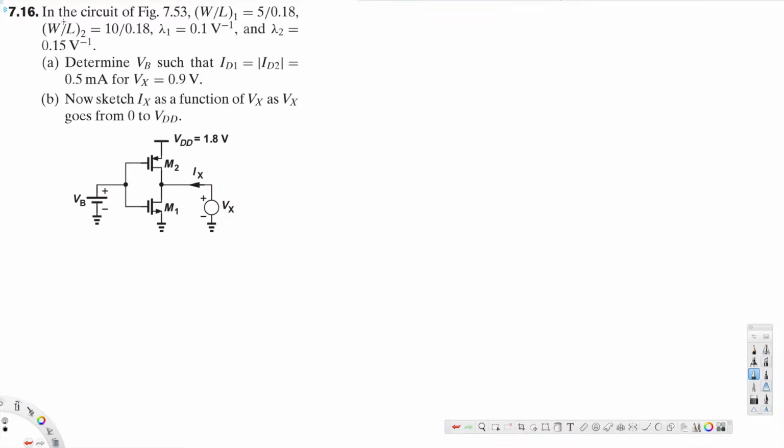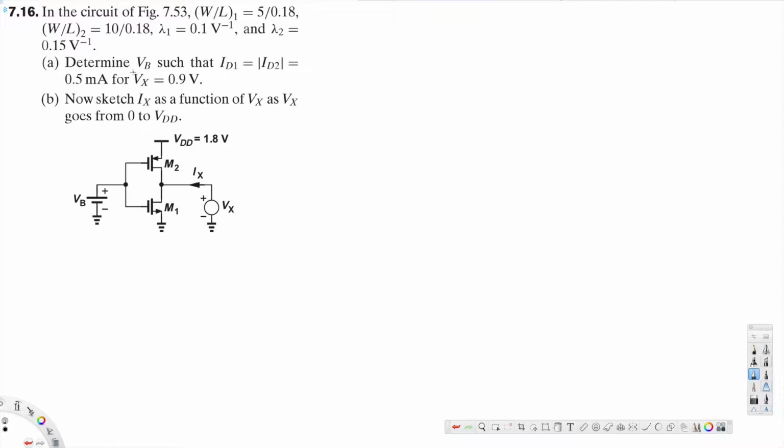Here's the question. It's asking, in the circuit of figure 7.53, W over L1 is equal to 5 over 0.18, W over L2 is equal to 10 over 0.18, lambda 1 is equal to 0.1 voltage power minus 1, and lambda 2 is equal to 0.15 voltage power minus 1. Part A is asking, determine VB such that ID1 is equal to the absolute value of ID2, that's equal to 0.5 milliampere, for Vx is equal to 0.9 voltage.